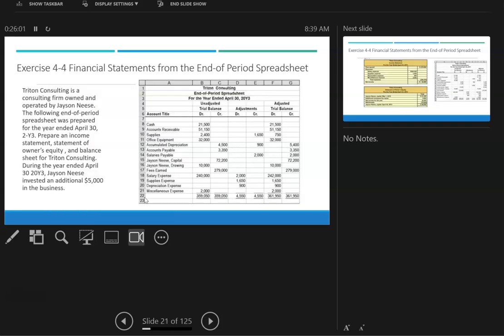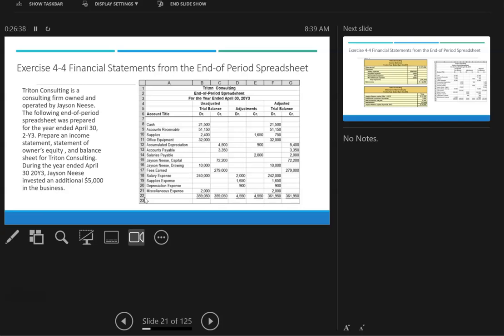Let's try another one. Triton Consulting is a consulting firm owned and operated by Jason Neese. The following end-of-period spreadsheet was prepared for the year ended April 30th, 2023. Prepare an income statement, statement of owner's equity, and balance sheet for Triton Consulting. It's telling us during the year Jason invested an additional $5,000 in the business. So we know, guys, his capital account's going to be $5,000 lower, right?